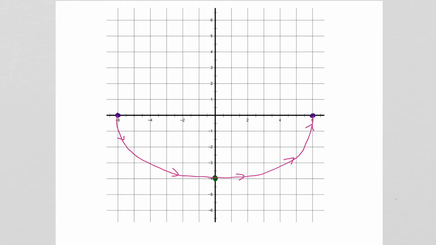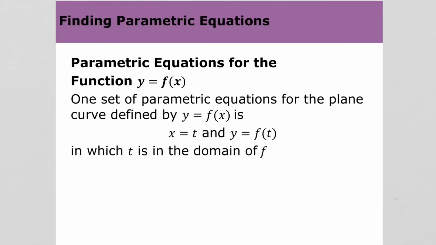Okay, few more examples. Finding a parametric equation. So if you've got your function in terms of x and y, how do you take it back to being a parametric equation? So opposite of what we just did. One set of parametric equations for the plane curve given by y equals f of x would be x equals t and y equals f of t. So just where x is t and y is f of t.